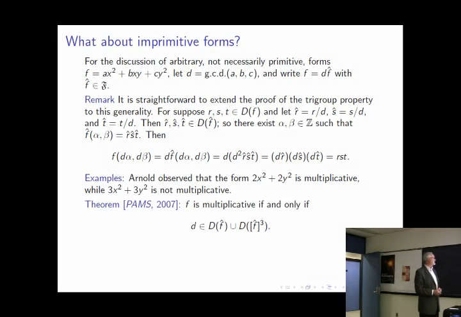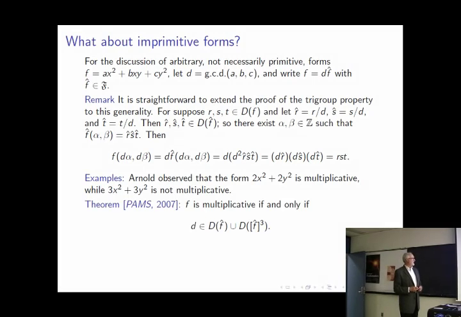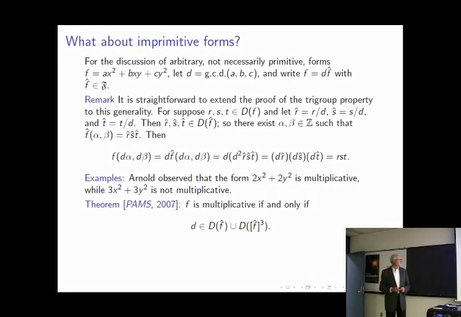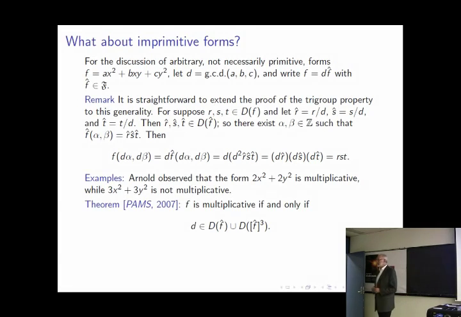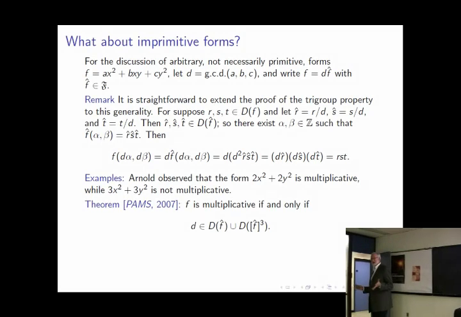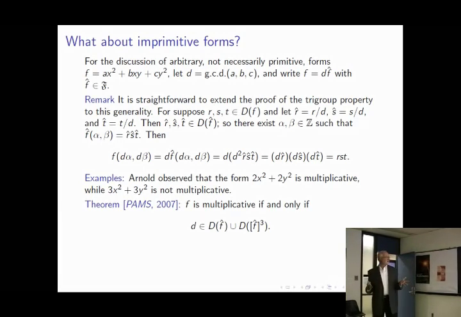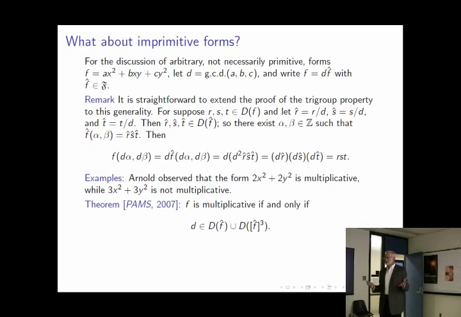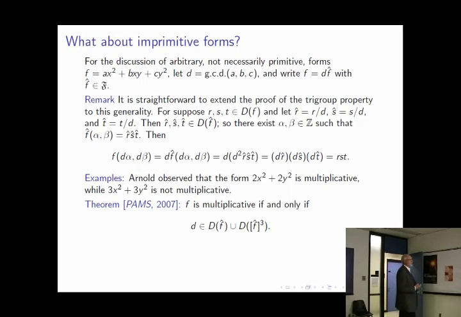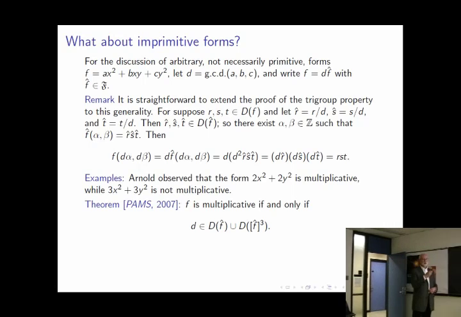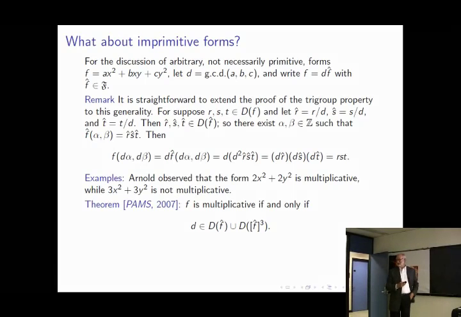So this was the criterion that we obtained for multiplicativity. In general, the form f is multiplicative if and only if that number d, that GCD of the coefficients, either is represented by the primitive part of f, or it's represented by the cube of the class defined by that primitive part.